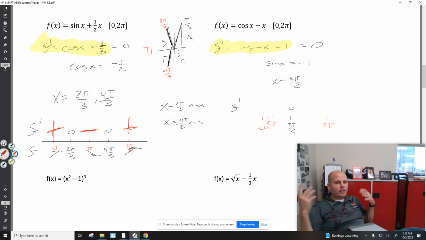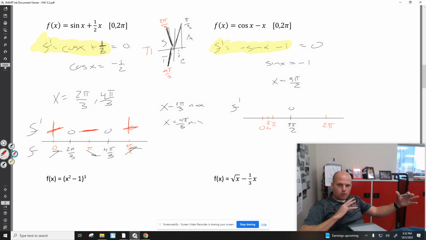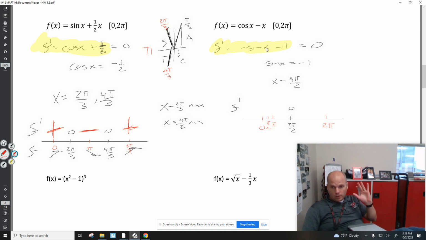So many points you can plug in. It's all going to work out to be the same sign. Let's see. Plug in pi. Sine of pi is 0. Minus 1, negative. Plug in pi over 2. The sine of pi over 2 is 1. Make it negative, minus 1. Negative. The sine of 0 is 0. Minus 1. It's negative.